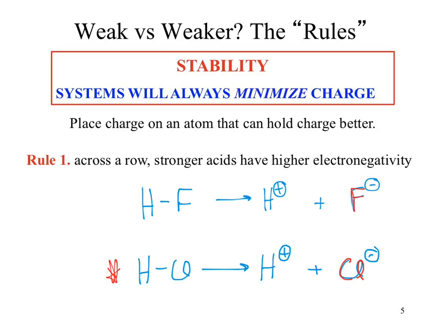Because it's a strong acid. It's one of those ones you memorized. Is HF on that list? No. What does that mean? HCl, by definition, is a stronger acid than HF. Okay? Now we've got to come up with an explanation for this.